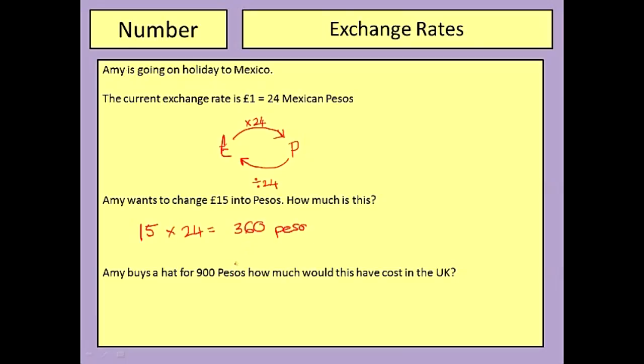In the second part of the question, Amy's now bought a hat for 900 pesos and wants to know how much this would have cost in the UK. So I'm going to start with 900, which remember is the cost in pesos. I go up to my information I got earlier, and it tells me to get from pesos to pounds, I'm dividing by 24. So I make sure I write in all of the steps of my calculation, and 900 divided by 24 is 37.5, but because we're dealing with money, that's £37.50 as my final answer.